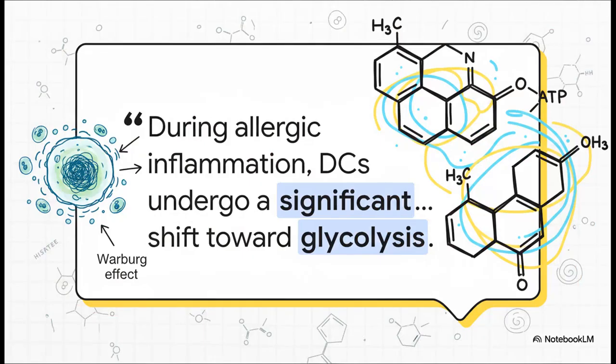And we're not talking about a tiny adjustment here. As the research says, this is a significant shift. It's actually so profound that scientists have compared it to something called the Warburg effect, which is a similar metabolic switch that you see in fast-growing cancer cells. The cell is literally reprogramming its entire energy grid to prioritize rapid production over long-term efficiency.